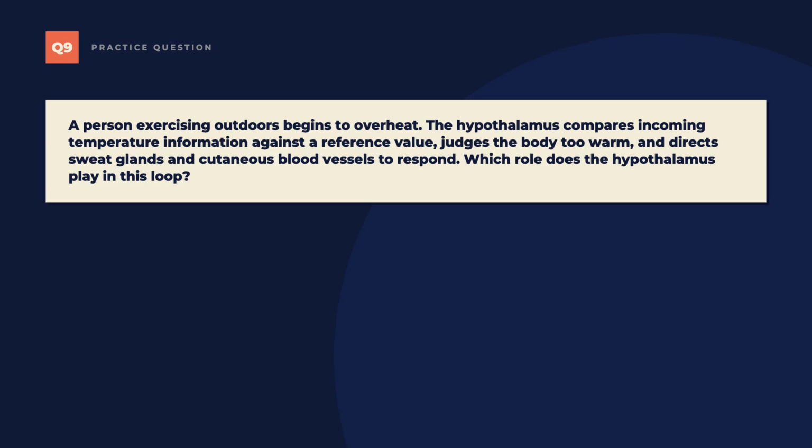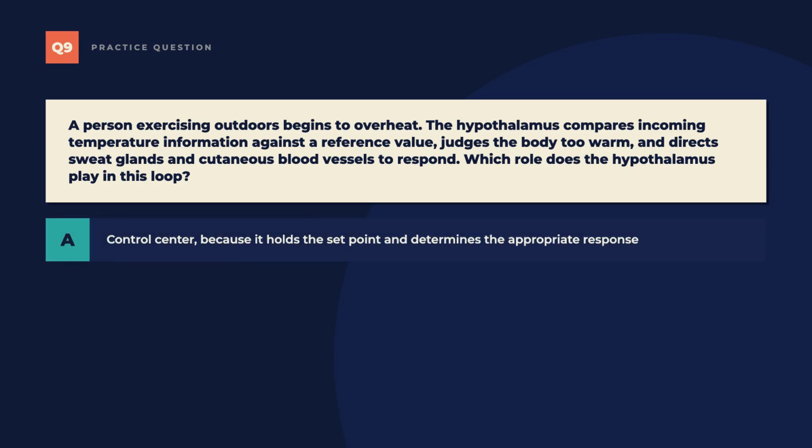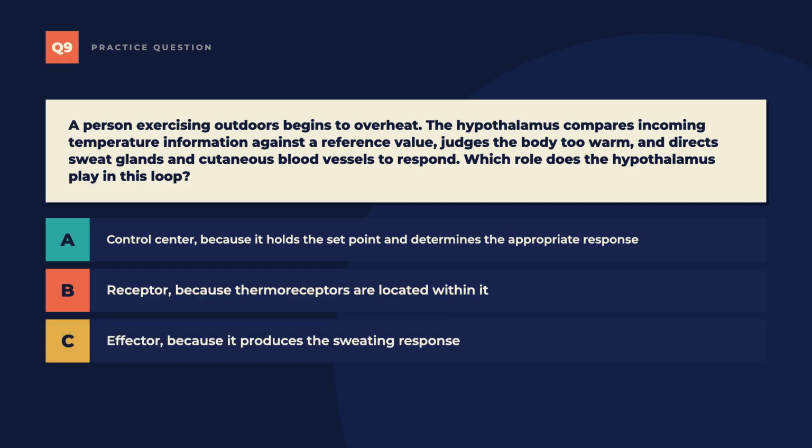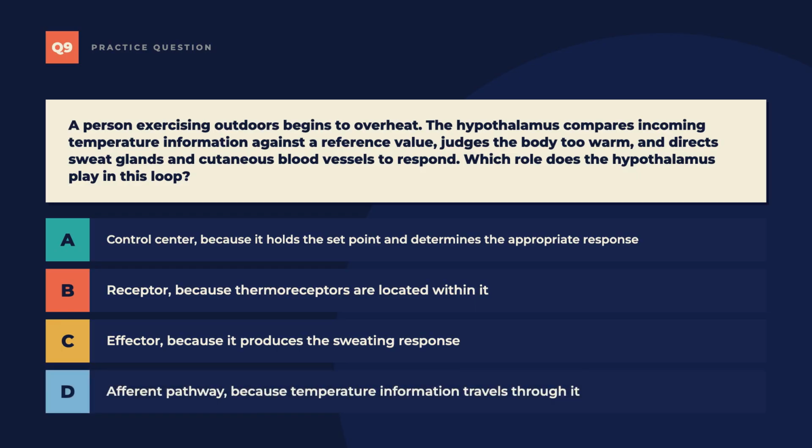Your options are A. Control center, because it holds the set point and determines the appropriate response. B. Receptor, because thermoreceptors are located within it. C. Effector, because it produces the sweating response. D. Afferent pathway, because temperature information travels through it. Which one is it? Pause the video if you need more time.